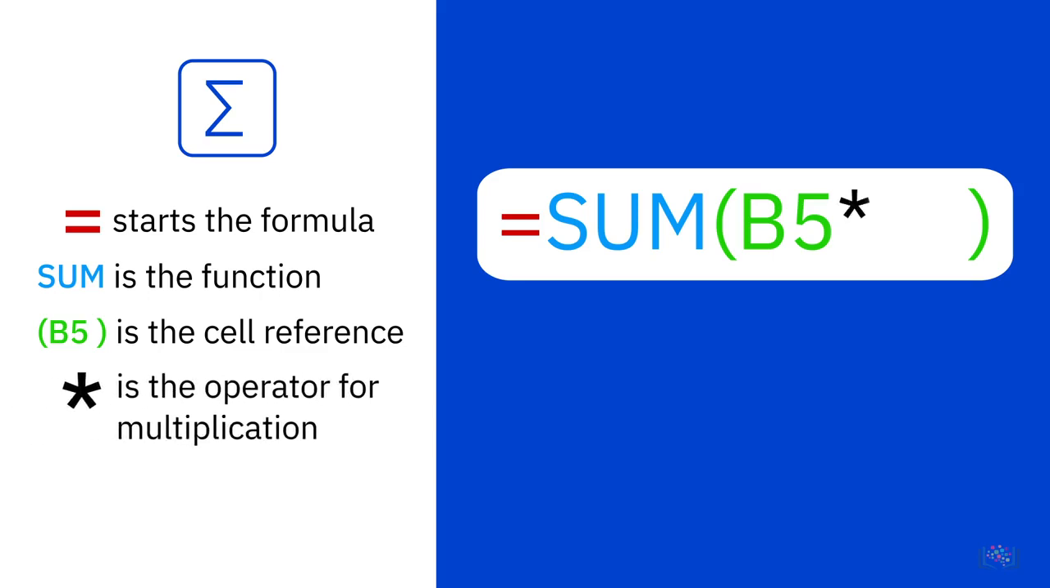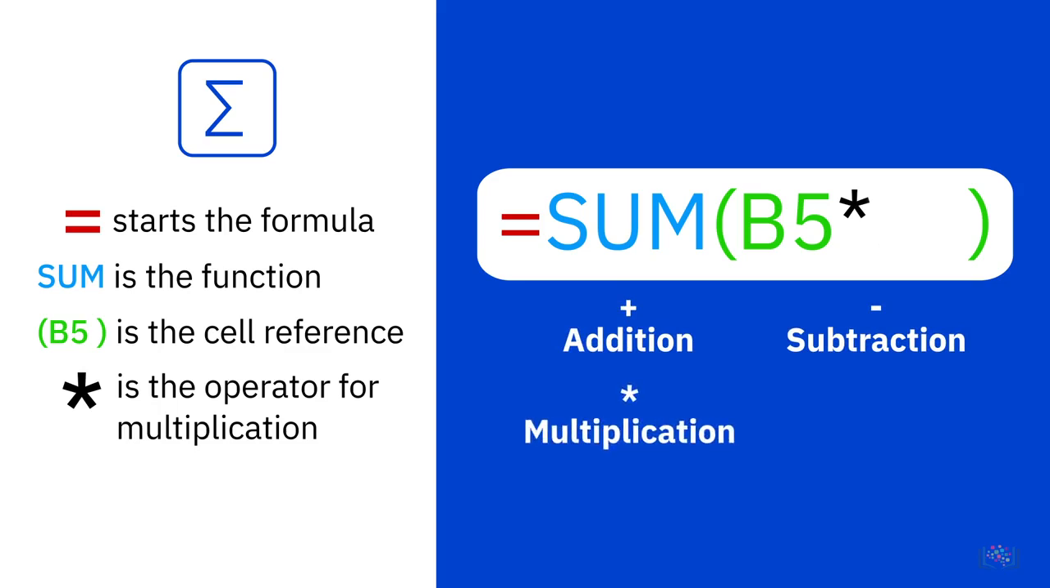You also have operators, which specify what type of calculation to perform. Common arithmetic operators include addition, subtraction, multiplication, and division, and these are represented by symbols: the plus symbol for addition, the minus symbol for subtraction, the asterisk for multiplication, and the slash for division. There are other types of operators too, namely comparison, text concatenation, and reference.